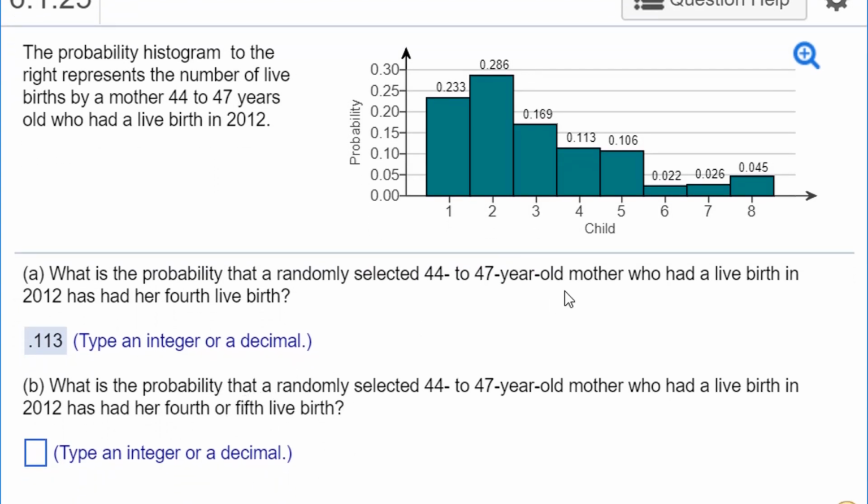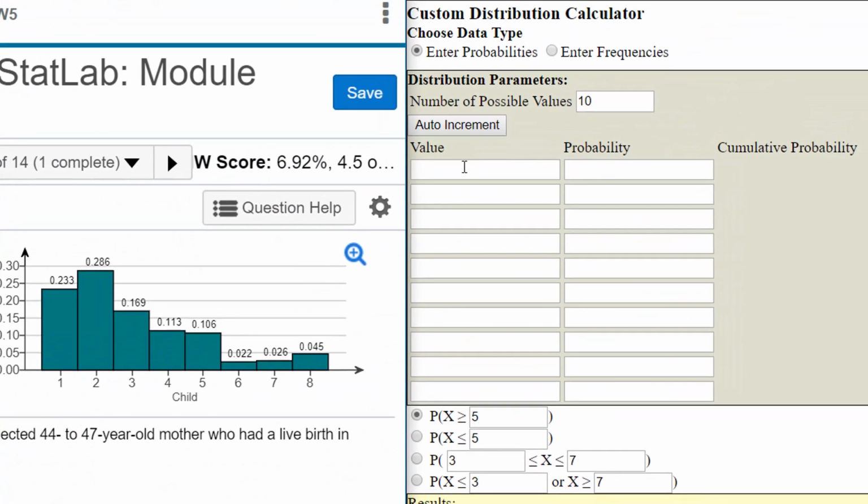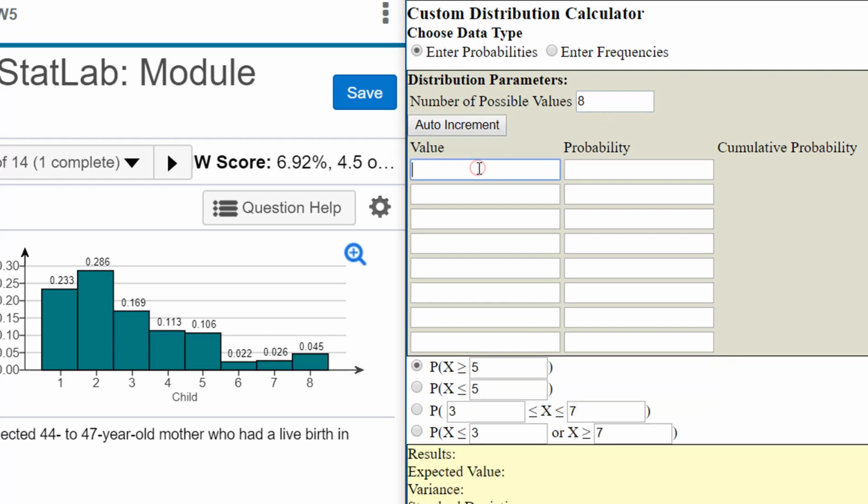Okay, so rather than having to actually do any calculation, which is very minor, but still, let's go over to the probability calculator, and I'll show you how to use some features that I've built in. So, first of all, this is the custom distribution calculator. I'm going to build this probability distribution into here. Now, first off, you notice that we've got 8 possible values, 1 through 8. I'm going to put an 8 for the possible values, start with the value 1, and click auto increment.